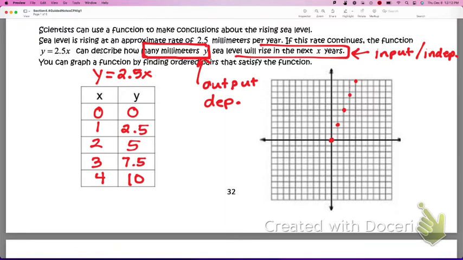Now let's think about this. Should this be a discrete graph or should it be a continuous graph? Discrete. Why could it be continuous? Oh, it could be continuous because it's water. It doesn't just all of a sudden go here and then jump. Have you seen the ocean do that? They're like waves. All of a sudden it just jumps up 2.5? No, it continuously is rising. So I'm going to connect these points and turn it into a continuous graph.